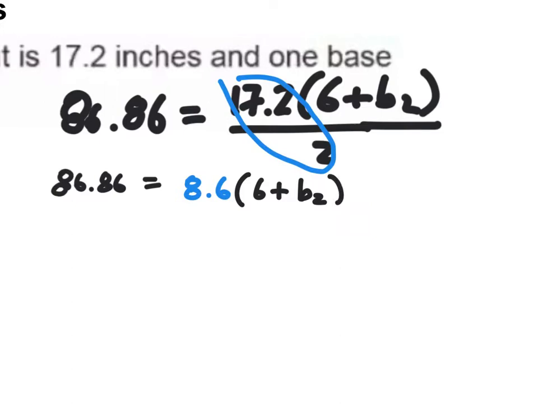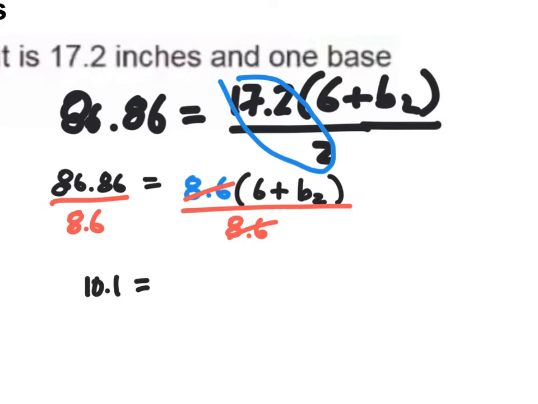Now what I could do a couple of other things here. I could distribute my 8.6, or I could divide by that 8.6. I'll just go ahead and divide by 8.6 on both sides. Okay, so 8.6 divided by 8.6 divides out. If I take 86.86 and divide it by 8.6, that's going to give me 10.1, okay? So this value is 10.1, and that leaves me with 6 plus b sub 2.